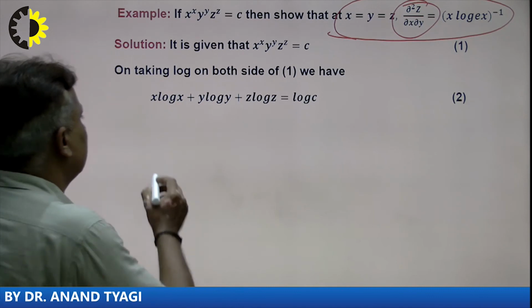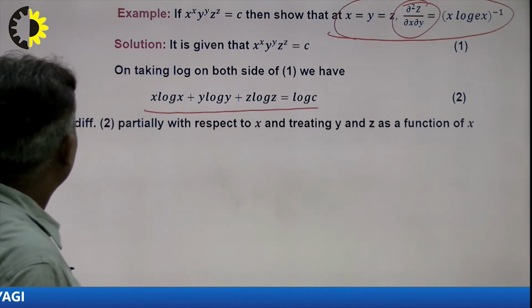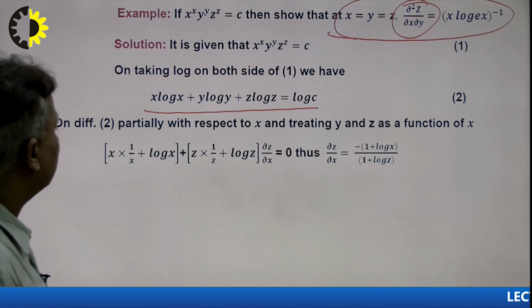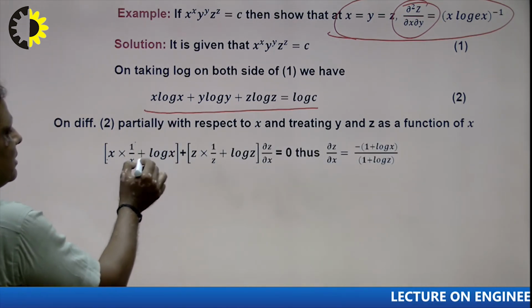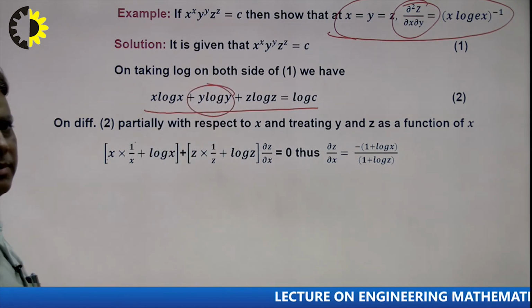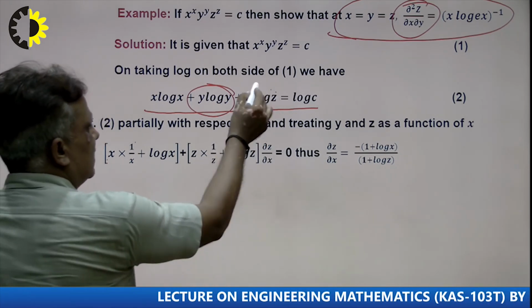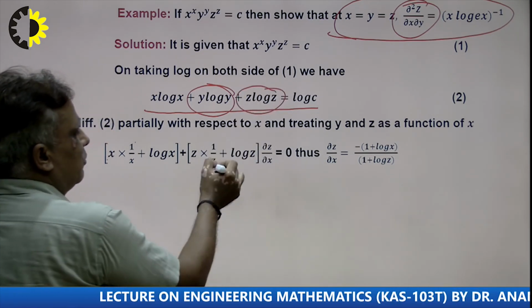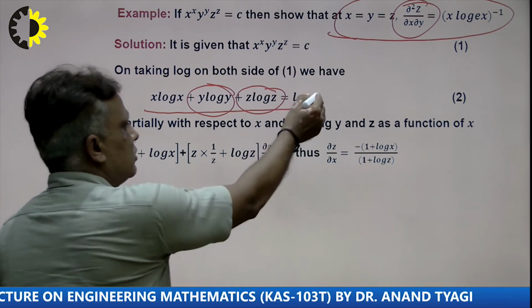So I take the log here and differentiate with respect to x. What will be the result? When we differentiate partially with respect to x, x as it is, 1 upon x, log x as it is, 1, and the differentiation of this is 0, because our aim is to differentiate partially with respect to x here. And differentiation of this: z as it is, log z, 1 upon z, plus log z, and del z over del x is the common part, and differentiation of log c is 0.